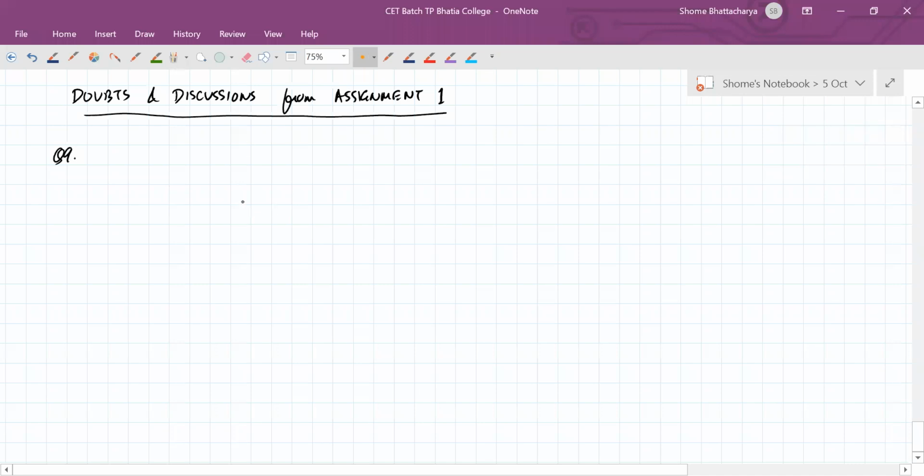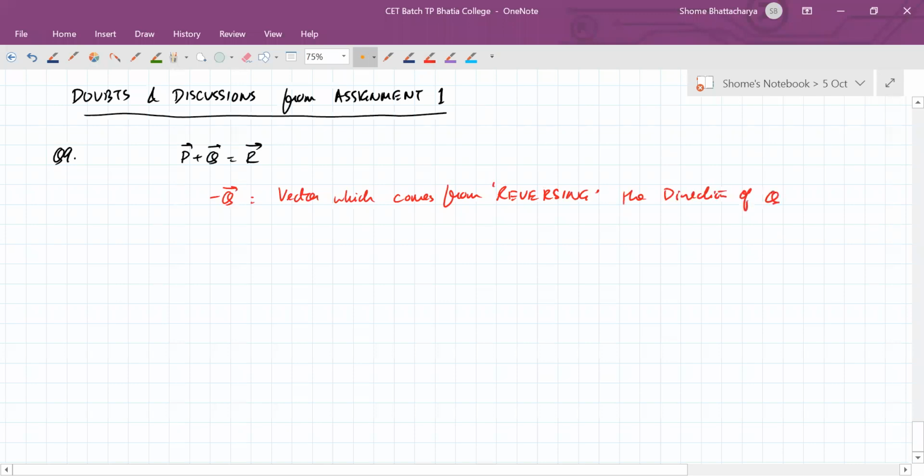So question 9 we can do like this. It says that the resultant of two vectors P and Q is R. Okay. And also it shows that if we add, so first of all, if we reverse the vector Q, so minus Q is a vector which comes from reversing the direction of the vector Q. Okay.